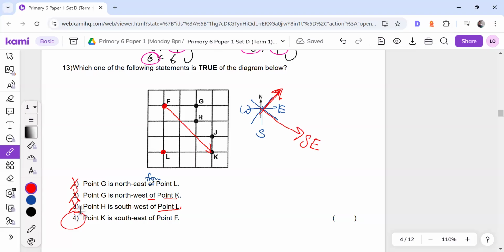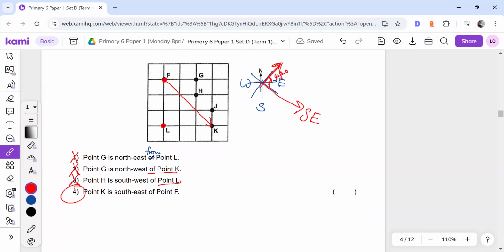So this can be easy, can be hard. If you don't know the directions, then you cannot get the answer. You also must understand that the line must cut the square into half. Then it's 45 degrees, because if you look at the compass, 45 degrees, that's how you get all the angles. Okay, let's go to the next one.